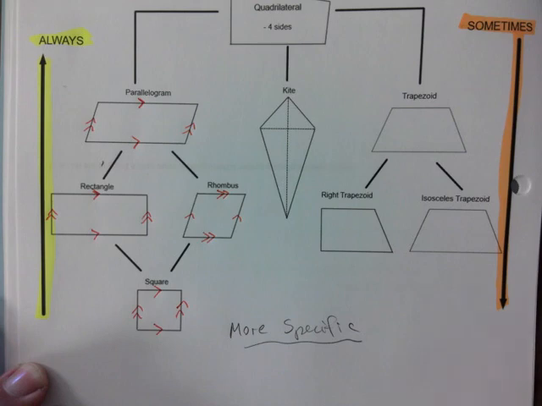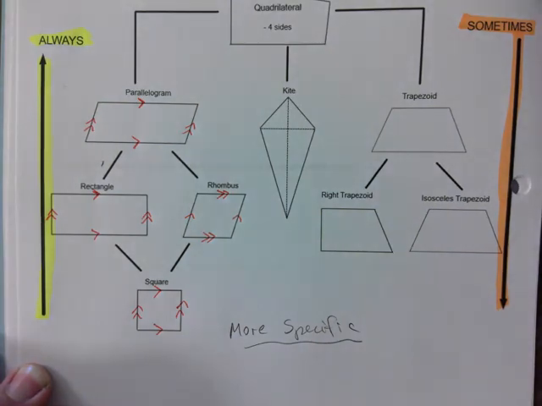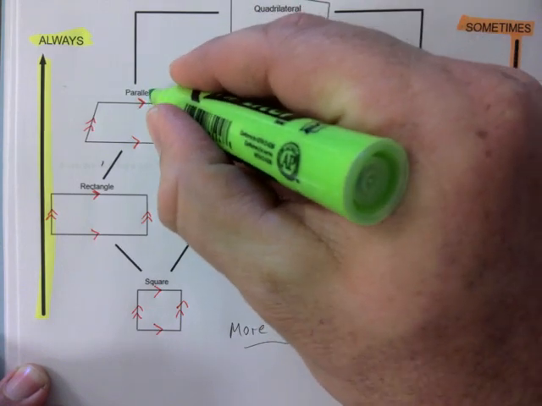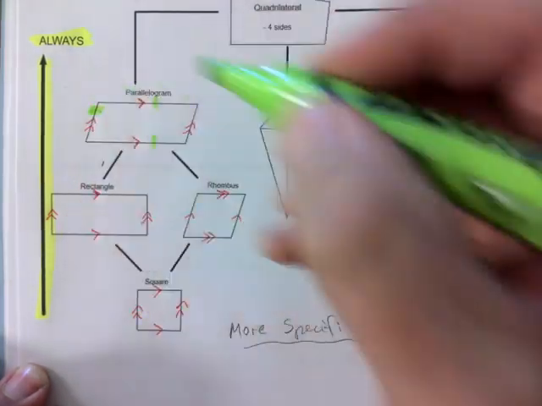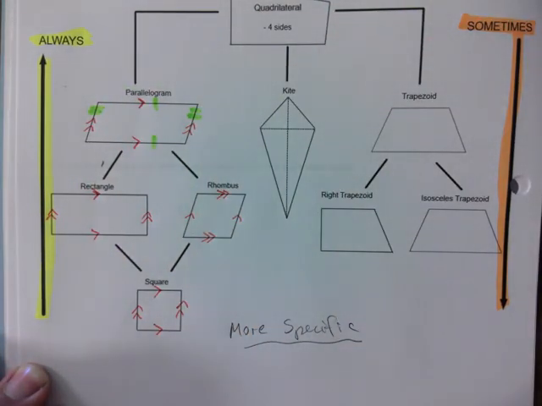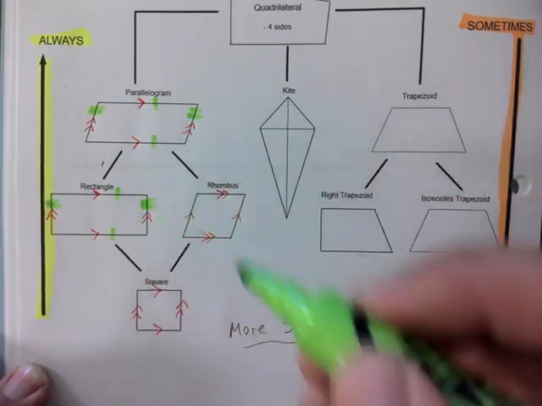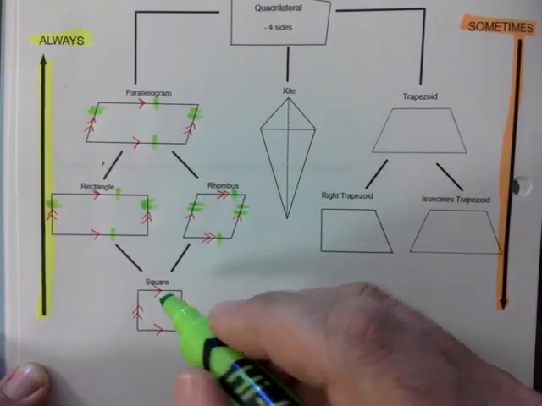And another thing is that I'm going to use a different color for this one. I'm going to use a highlighter. Green. That's what I'm going to use. Every single one of these has two pairs of congruent sides. Congruent means they are the same. What that means is this side is the same as that one, and this one is the same as that one. Okay, so you can do that for all of them. I will write in what that means, okay?